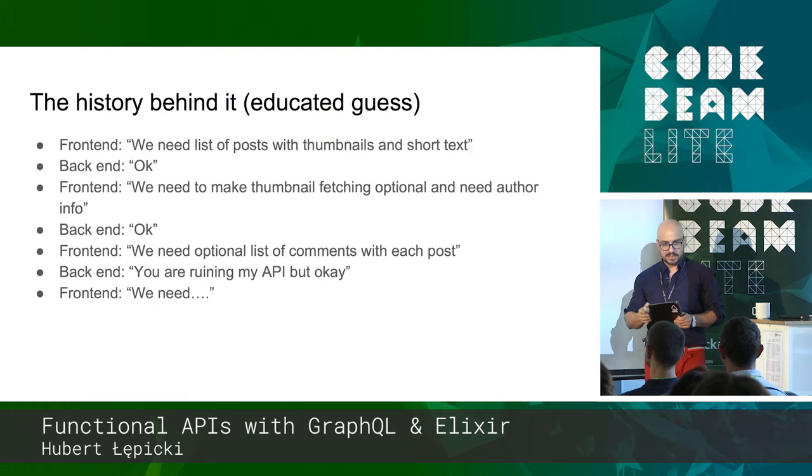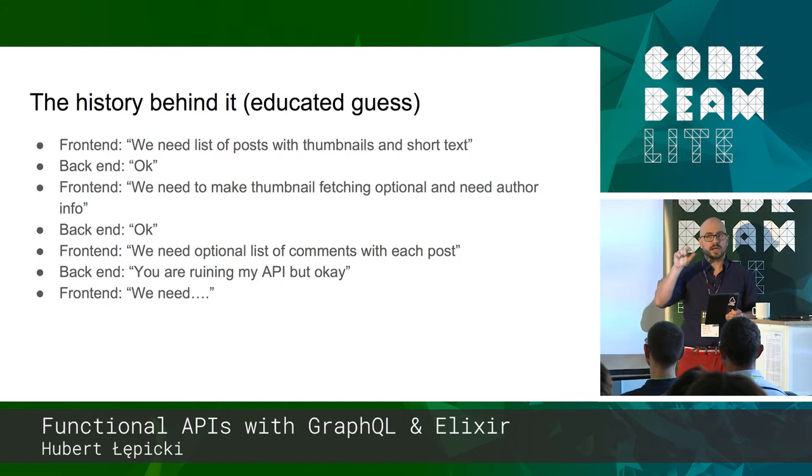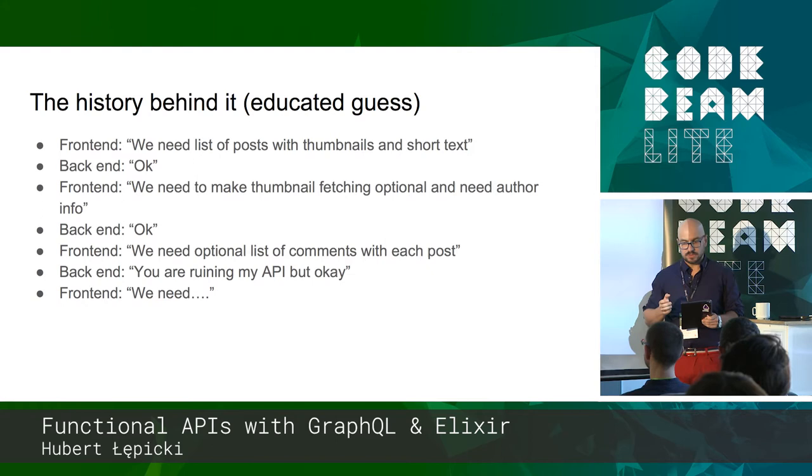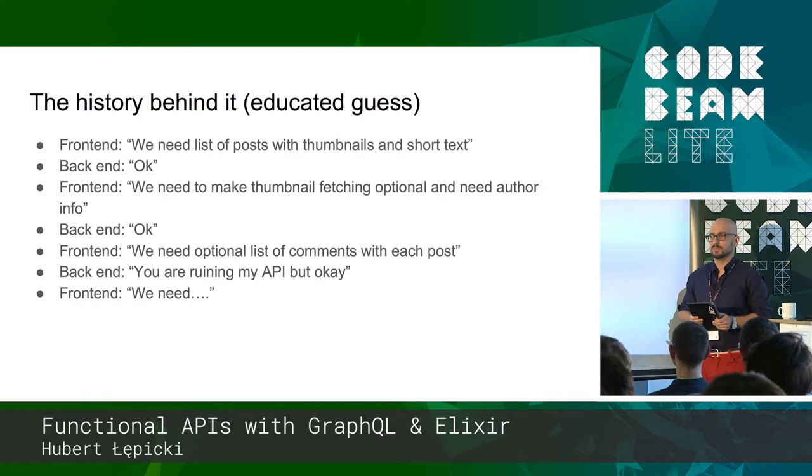And then they came back again, but can we optionally have some more data, so just add some parameters to the REST endpoint and maybe exclude some data so we can save on the bandwidth? And the backend guy said, yes, we can do that. You're ruining our beautiful API with all those optional parameters, but here you go. What are you going to do, right? So this kept going and going.